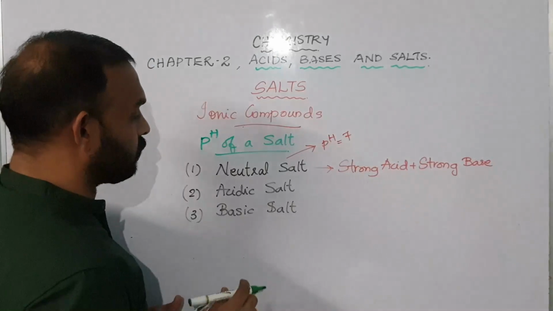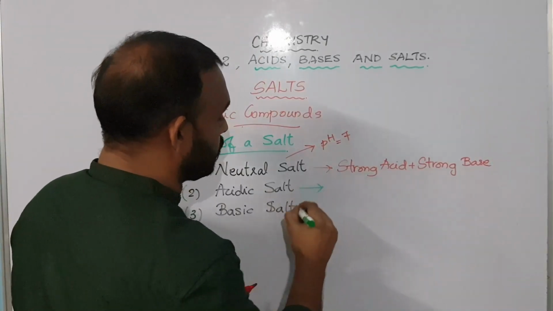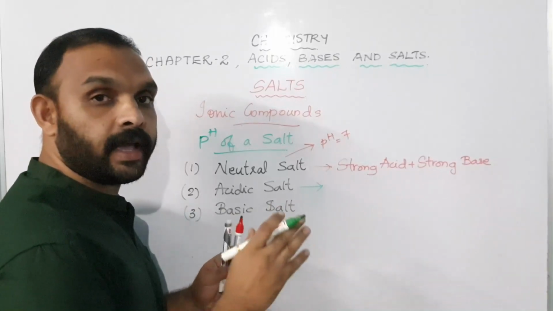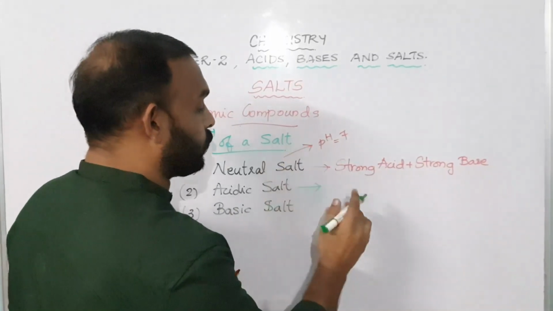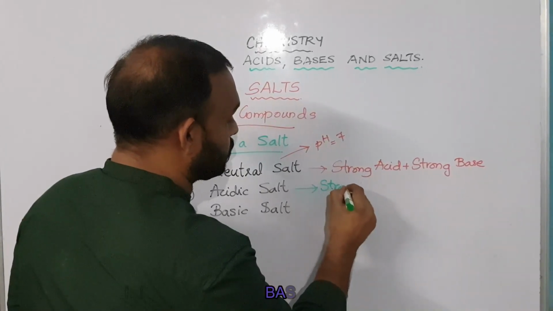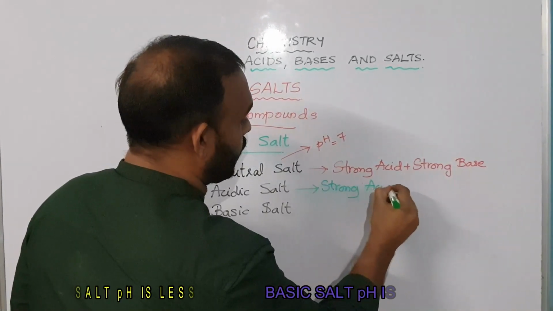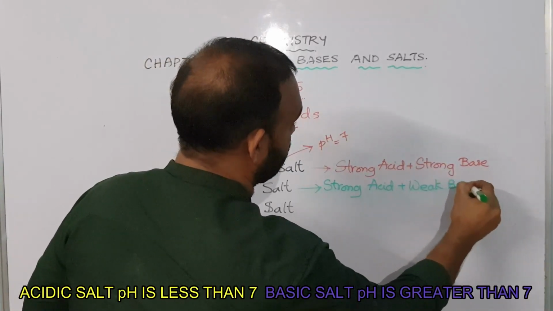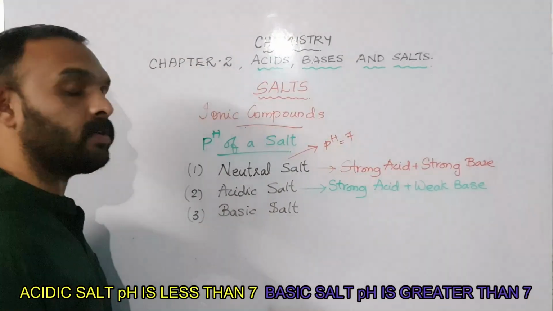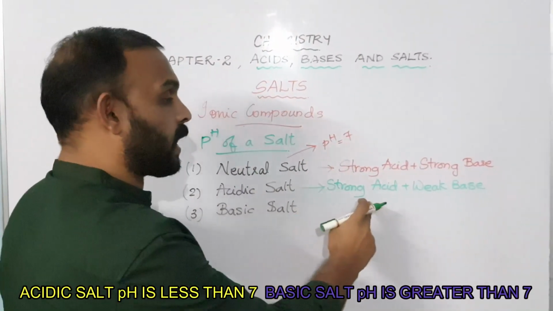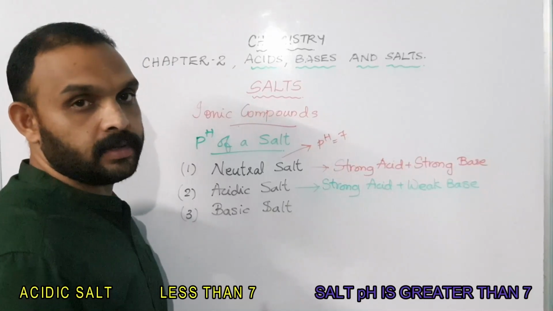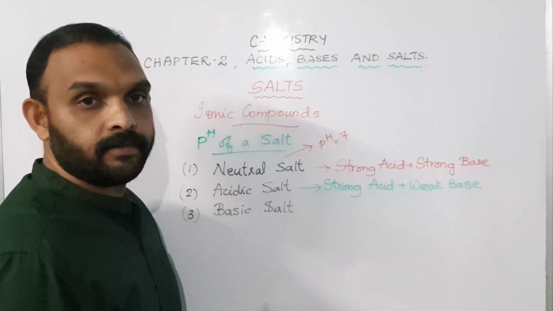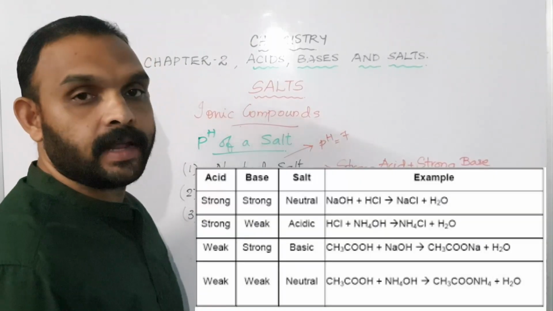Then what about the other one, acidic salt? How will an acidic salt form? Acidic salt means the salt should have the character of an acid. So an acidic salt will form from a strong acid and a weak base. We can write many examples for that also. You can see it on the screen itself. What are the examples of strong acid and weak base?